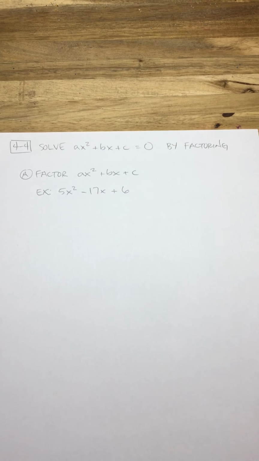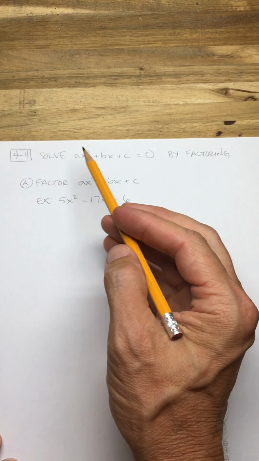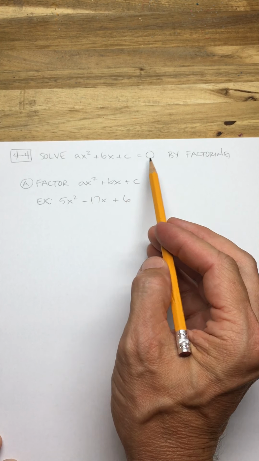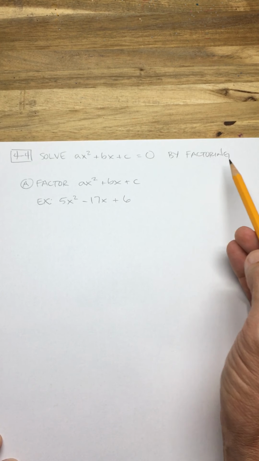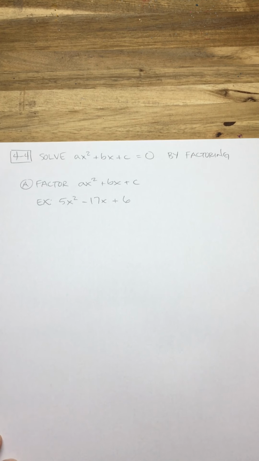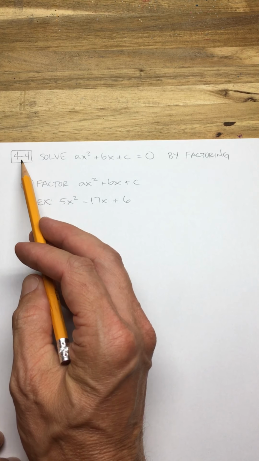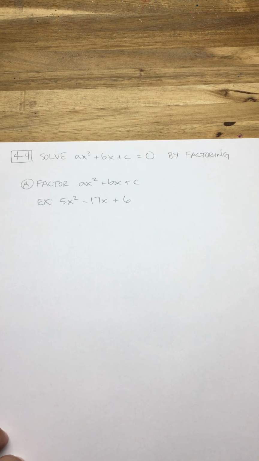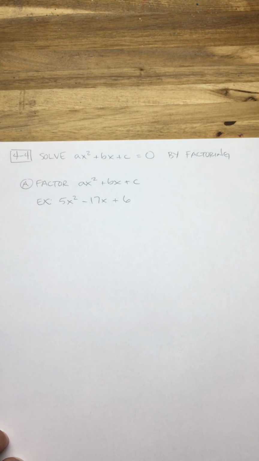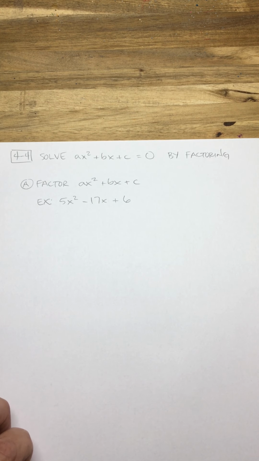Today we are going to be solving this type of equation, ax squared plus bx plus c equals 0 by factoring. And I don't know if you noticed this, but this is 4.4. That means we are skipping 4.3, because this is basically the level I need you to be at. You've done 4.3 before.